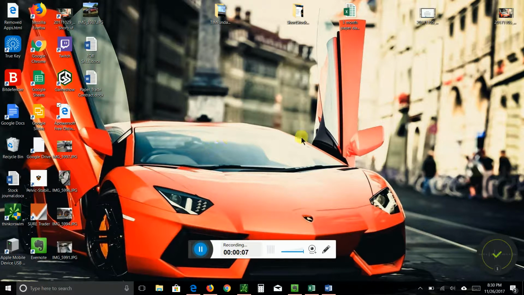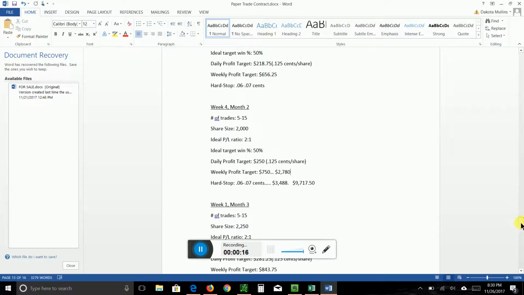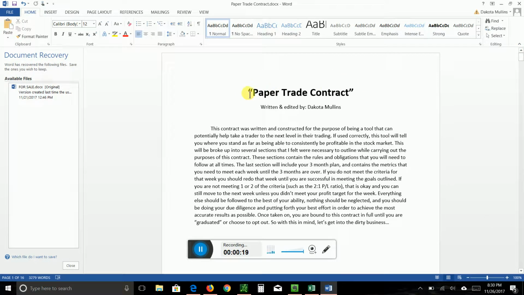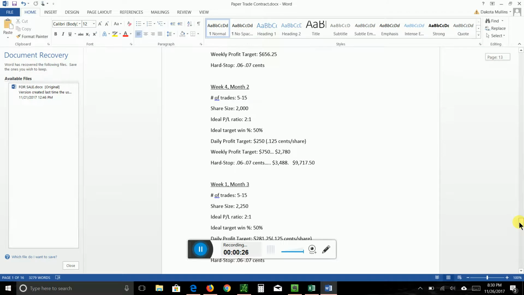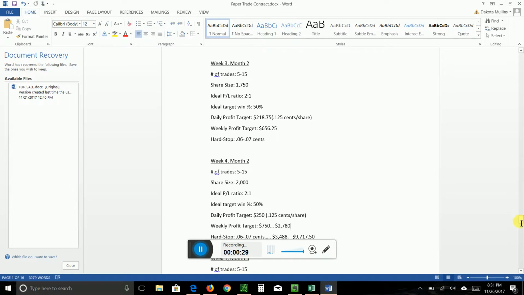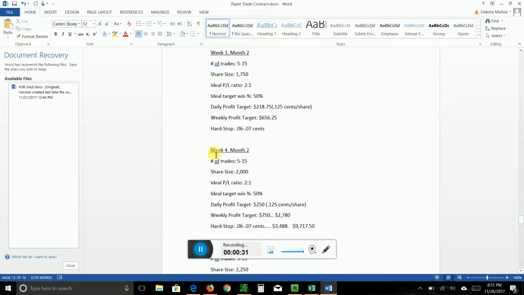Just gonna do a quick week 5 recap of the paper trade contract. This was week 4 of month 2, and yeah, this was week 4 of month 2.